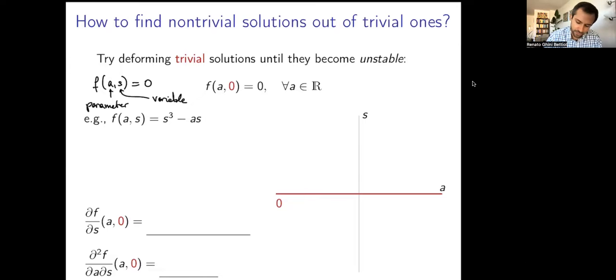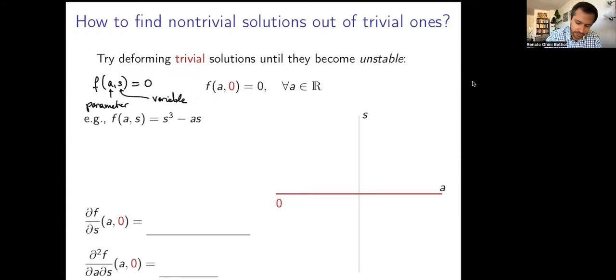And suppose we have a trivial family of solutions. Throughout the talk, these are always painted red. And we can assume, for example, that they're s equal to 0. So s equal to 0 would always solve this for all values of a, all values of the parameter. So one possibility to try to produce non-trivial solutions, namely to find solutions other than just 0, is to study how stable or unstable 0 is as a solution to this equation as we vary the parameter a. This is what I mean by trying to deform the trivial solution 0 until they become unstable. And then you might find some non-trivial solutions.